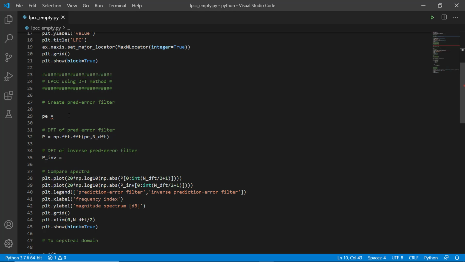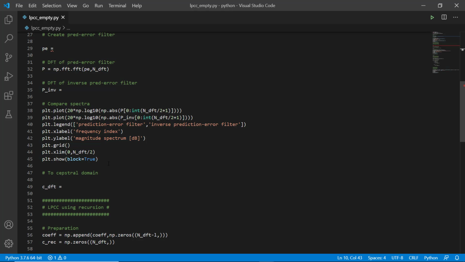Then we go into the frequency domain with our FFT. Because we now have the prediction error filter, we need the inverse prediction error filter. So we need to compute that. And then we can compare the spectra of the inverse prediction error filter and the prediction error filter in the frequency domain. And you should see that they're inverse of each other.